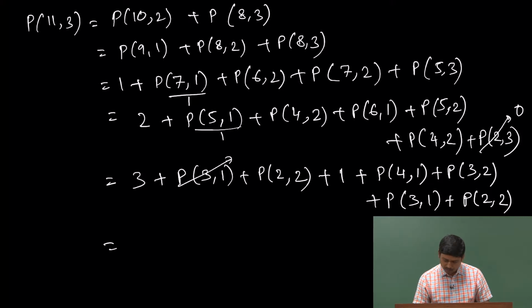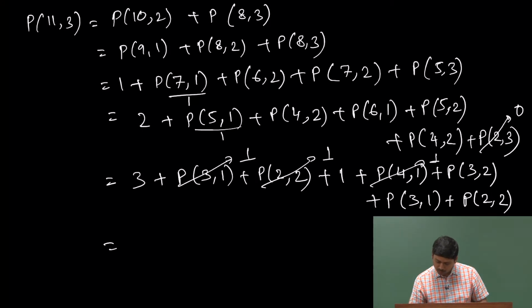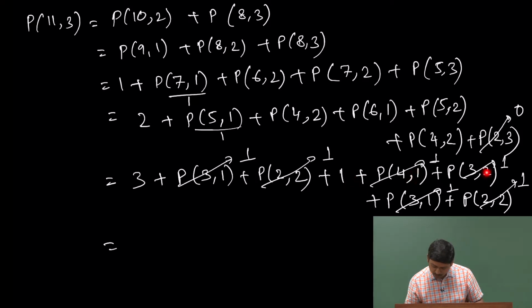So, now P(3,1) is giving me 1, P(2,2) is going to give me 1, I have already 1 available here, P(4,1) is going to give me 1, P(3,1) is going to give me 1, and P(3,2) also is going to give me 1, and P(2,2) also is going to give me 1. So, I do not have to do any more. So, this is 3 plus 1, 4 plus 1, 5 plus 1, 6, 7, 8, 9 and 10. So, I am going to get 10.